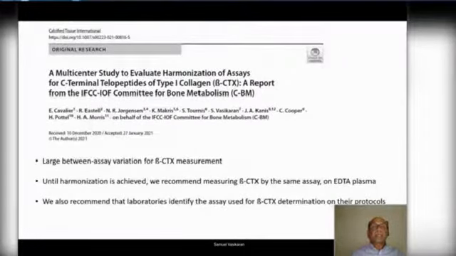With CTX, the two automated platforms give different results, so they're not harmonized. And IFCC is working on harmonizing these assays. So it's important that when patients have CTX measured, the same assay is used for sequential measurement. As I've already indicated, EDTA plasma is the preferred sample for CTX due to its fragility.